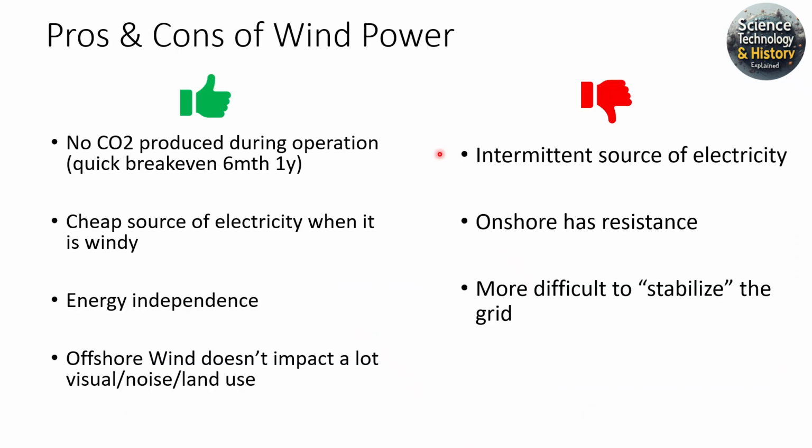Looking at the pros and cons of wind power, of course, one of the big pros of wind power is that there are no CO2 or fossil fuels emitted or produced during operation. There is a quick break even of around 6 months to 1 year of operation for wind turbines, so that all the materials and the CO2 needed to produce a wind turbine, after 6 months to around 1 year, depending on the site, are paid back, and then basically you are gaining, with no CO2 emitted. It's a cheap source of electricity. When it's windy, you have a lot of power, and it has decreased the price of electricity.